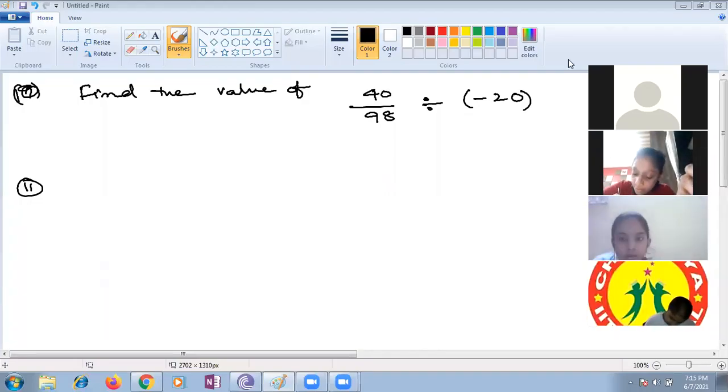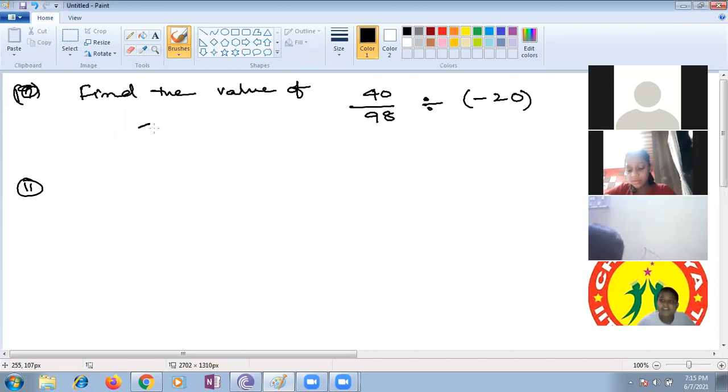Come on, children, find the value of 40 divided by 98. Ma'am, you're supposed to divide with minus 20. Ma'am, I have one small doubt. Yes, Ritu. In the last bit, I got 5 by 6 divided by 1 by 6. So the reciprocal of 1 by 6 is 6 by 1. We should multiply. Yes, this negative sign is there, so it becomes minus 5.